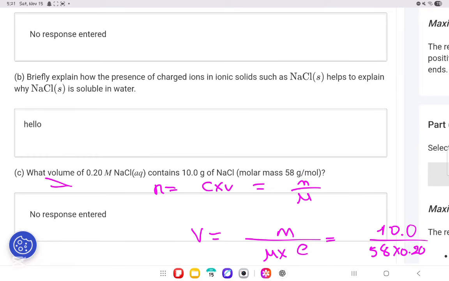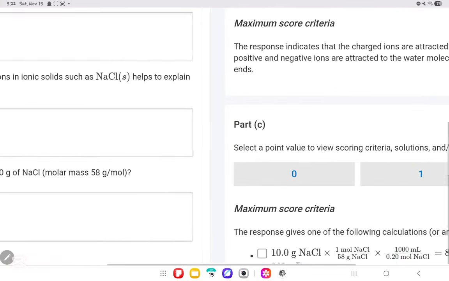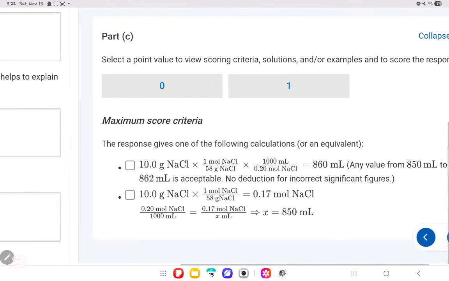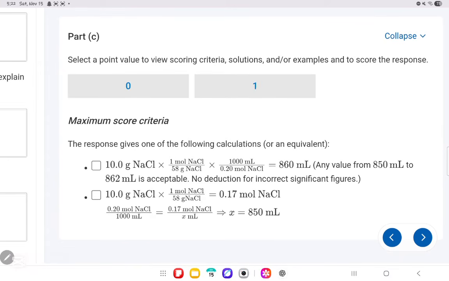I will get my volume to the correct number of significant figures. I believe it's going to be 0.86 liters, if I am not mistaken. Okay, so 860 what? Milliliters. They put it in milliliters, but of course you can put it as 0.86 liters. I'm not sure if it's also correct, but I think they're moving more towards milliliters.